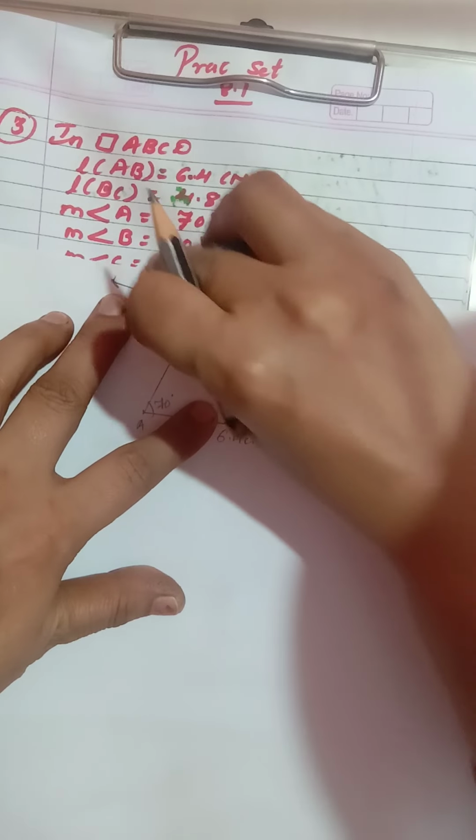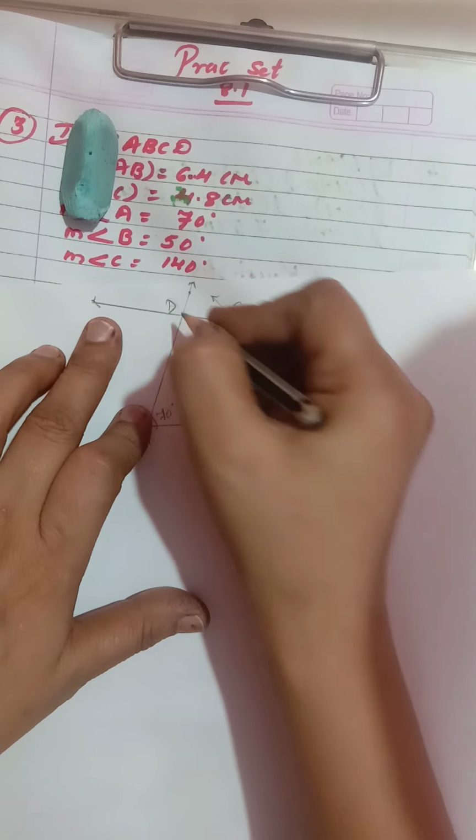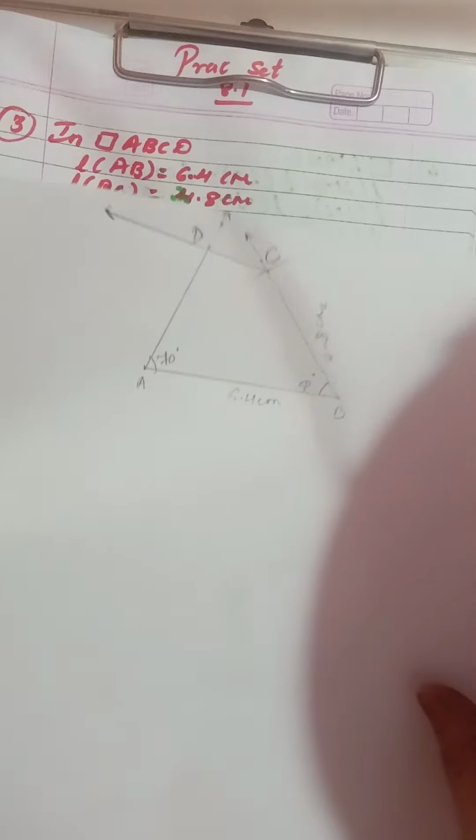And the other measurements you can write this way. This is your D. Now I hope this is very clear. You can see we have constructed it.